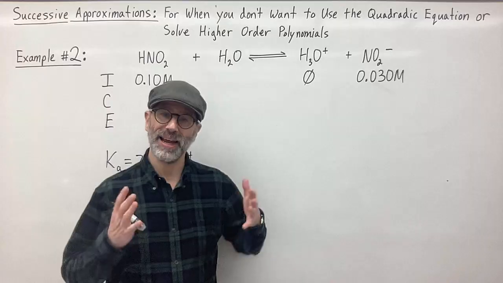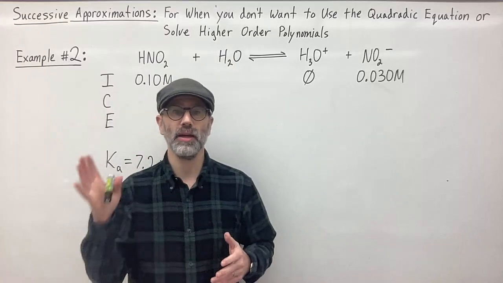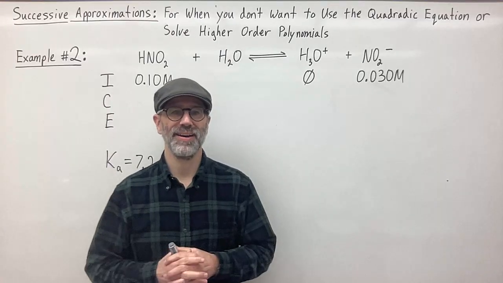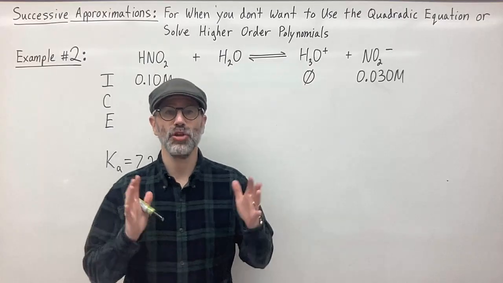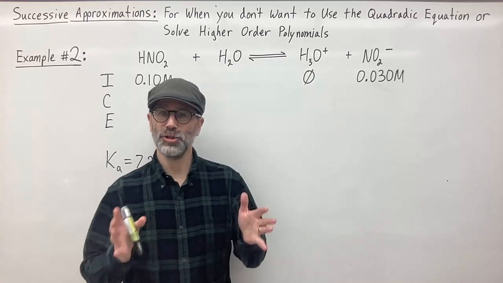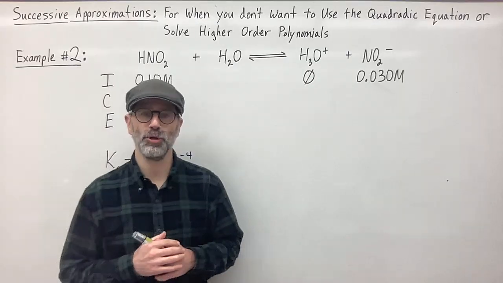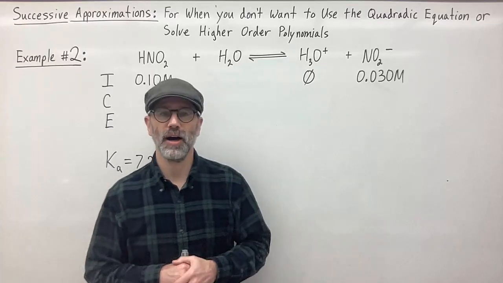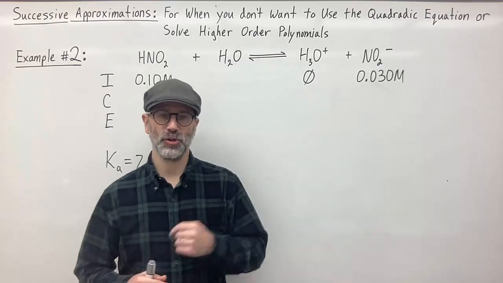In this video, again, I'm going to show you how to use the method to avoid using the quadratic formula or some higher order polynomials. And this is again used in cases where the x is negligible assumption doesn't work. It doesn't pass the 5% rule. And if it doesn't pass the 5% rule, you could either use the quadratic formula or solve some higher order polynomial, or you could use the method of successive approximations. So let's get into this.